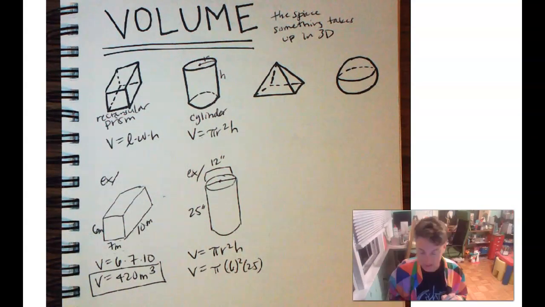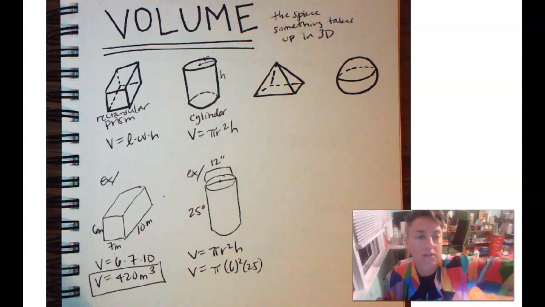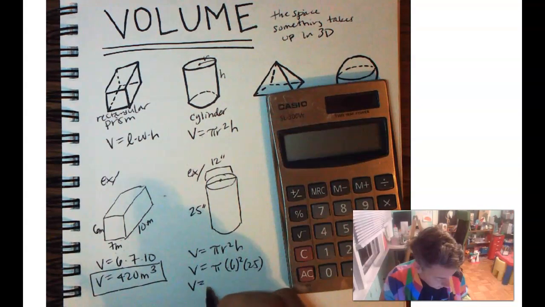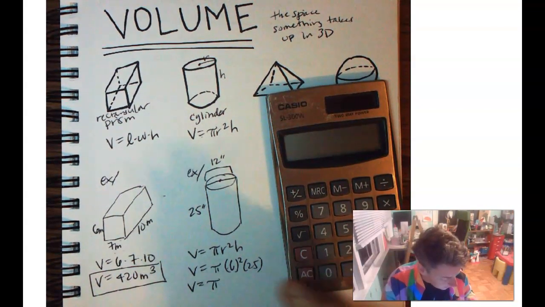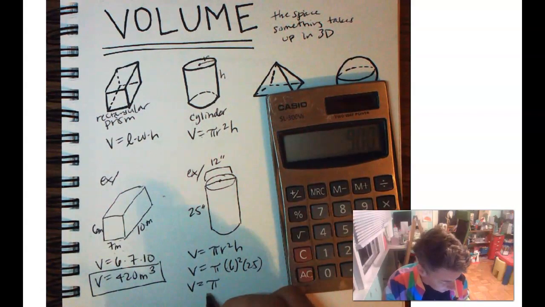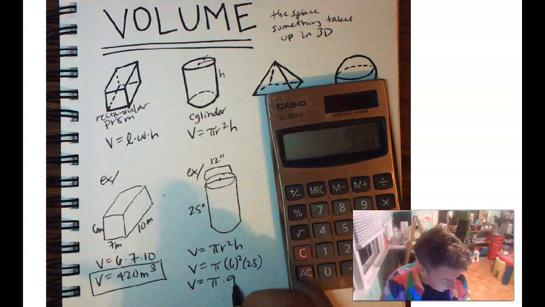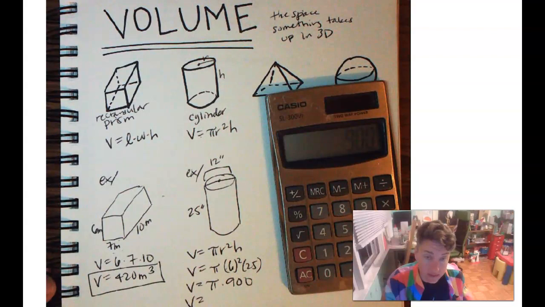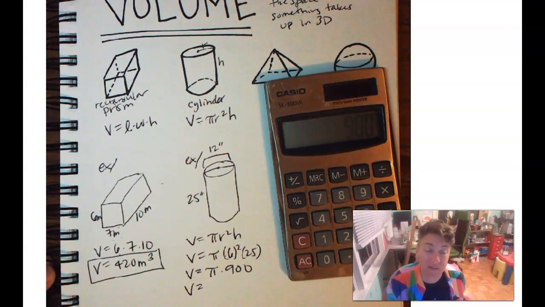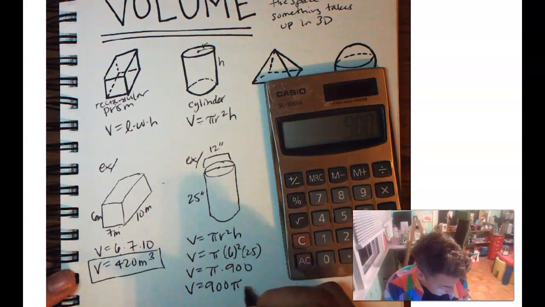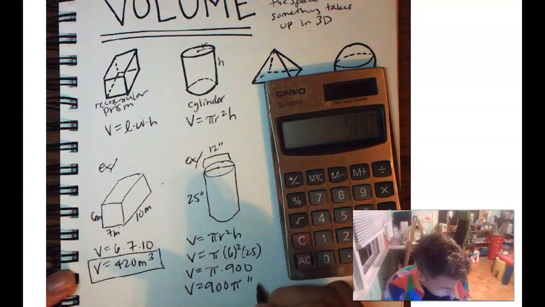Just checking around with my calculator because I feel like I'm going to need it pretty soon. There she blows. Always good to have your tools nearby. So we've got pi times 6 squared is 36, times 25 is 900, so this is pi times 900. We could leave pi in our answer. I like to do that. That means it is an exact answer. That means I didn't round anything. So 900 pi inches cubed.